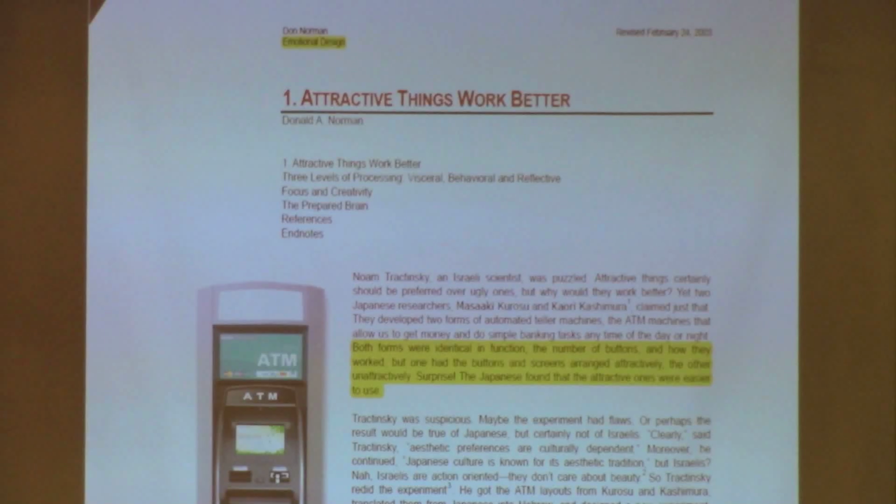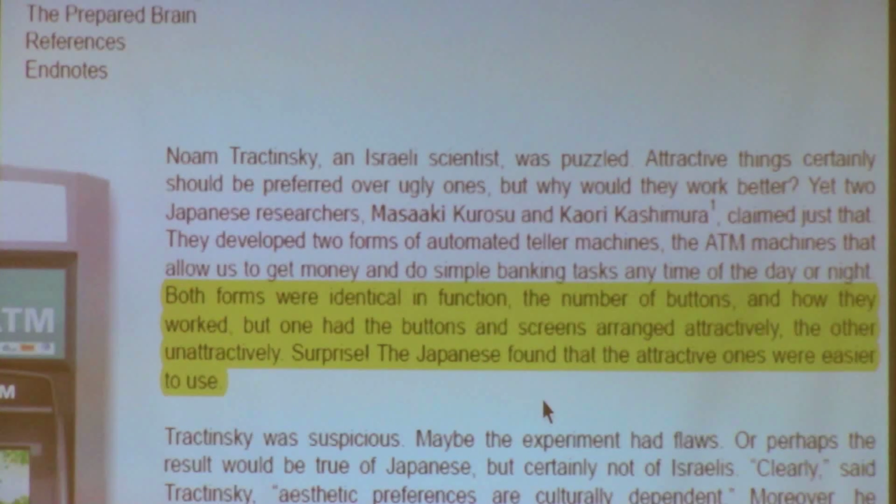But I thought this was interesting. This is a study about ATMs, and they had 2 different ATMs. One of them was nice and looked good. Both were identical in function. They did the exact same thing, number of buttons, everything was the same. But one had the buttons and screens arranged attractively, the other didn't. The Japanese found that the attractive ones were easier to use. So it's the whole perception that things are easier to use because they are more attractive.